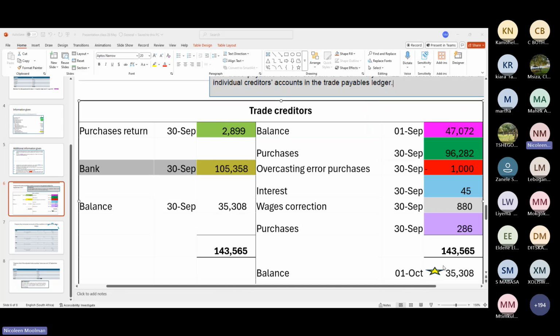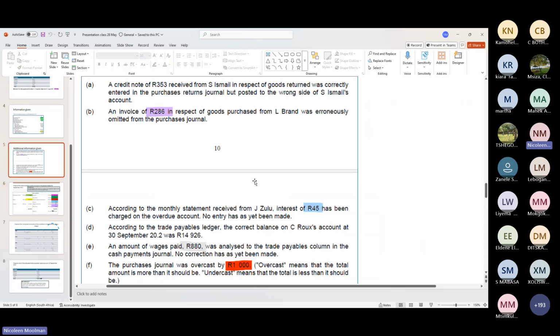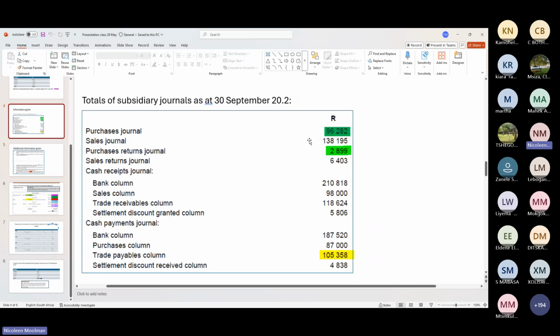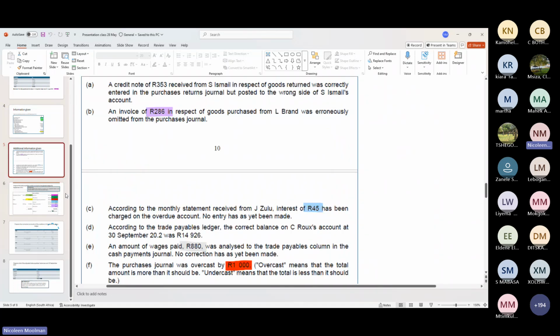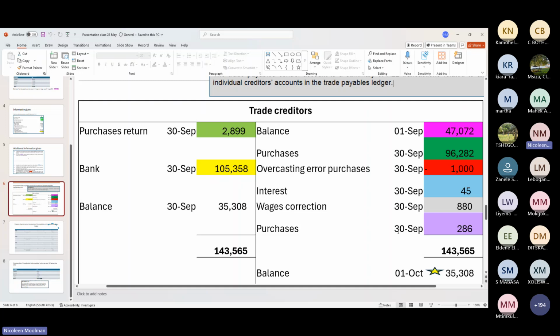Can you please explain the 286 purchases, please? Yes, I'm happy to do that. An invoice of 286 in respect of goods purchases from L Brandt was omitted from the purchase journal. So that means if we go back to the information given, the 96282 did not include this 286. So we had to bring that in.